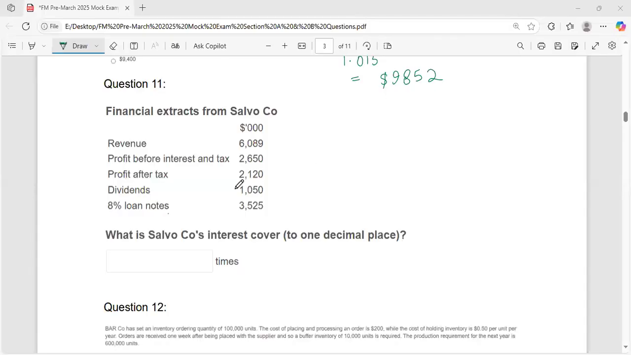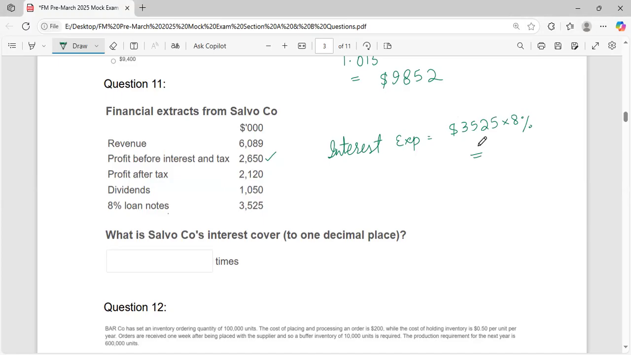The requirement of the question is: what is the Slavo company's interest cover? So interest cover requires profit before interest and tax. Interest expense is not provided here, but we can calculate interest expense on the loan note, which is equal to 3525 multiplied by 8%. So we have what?